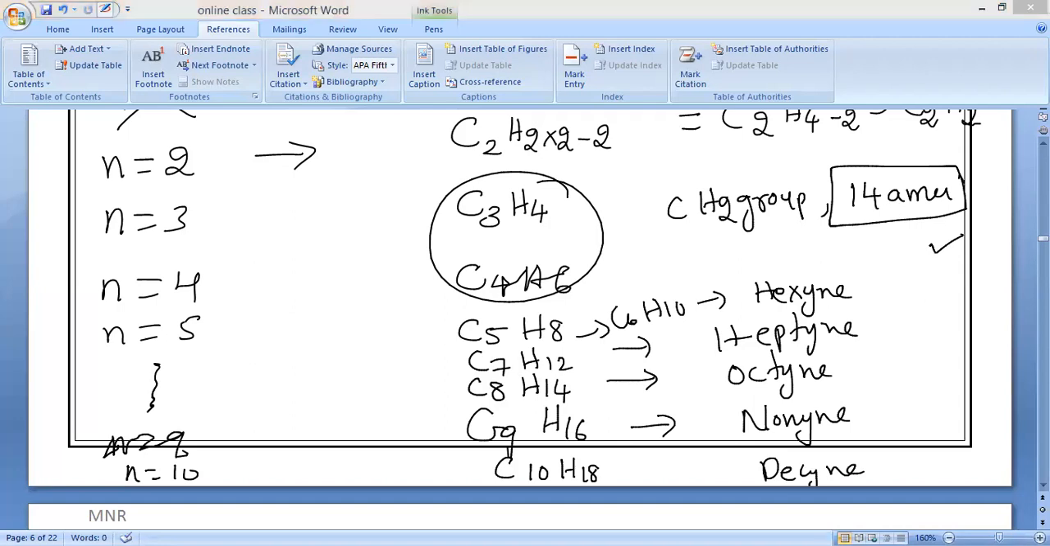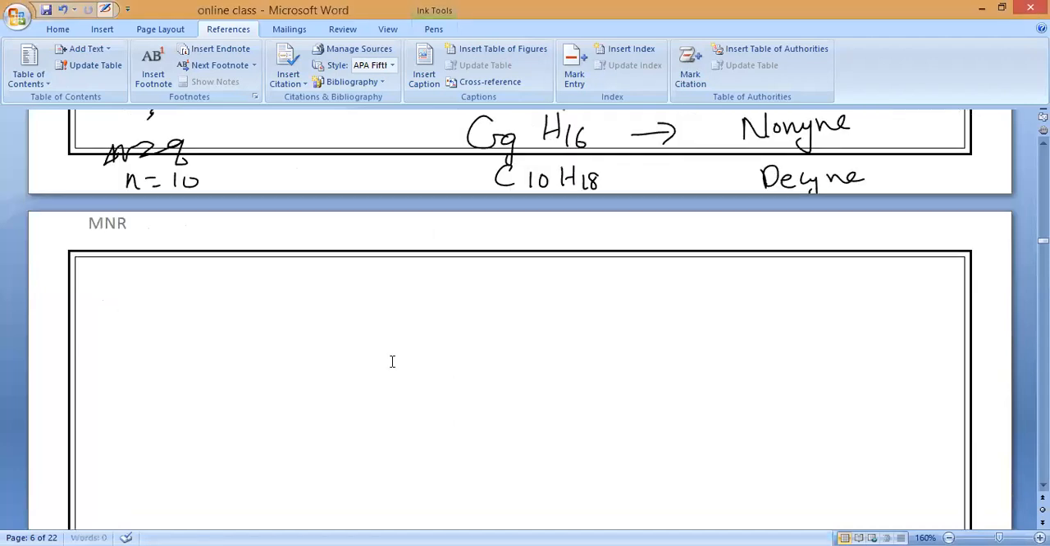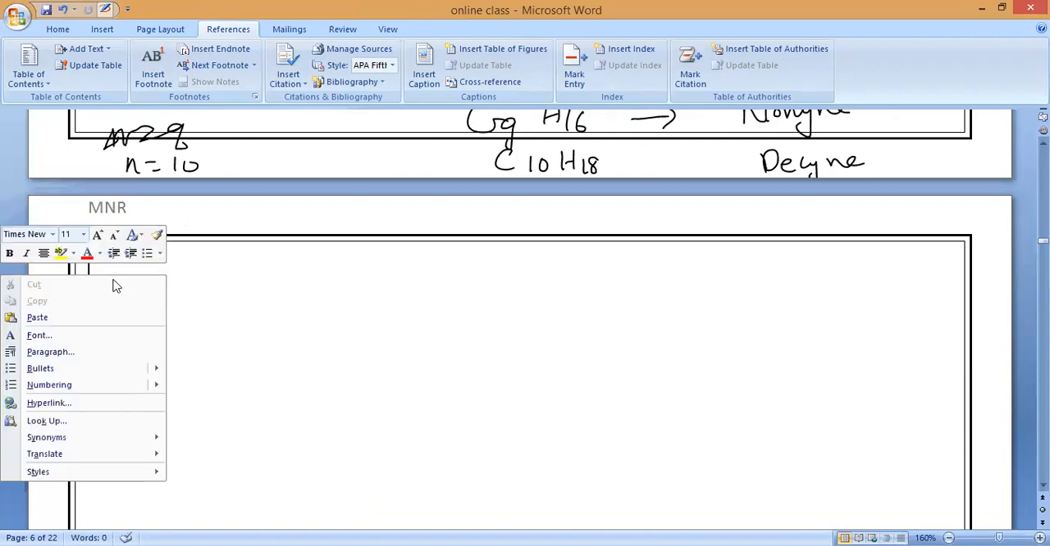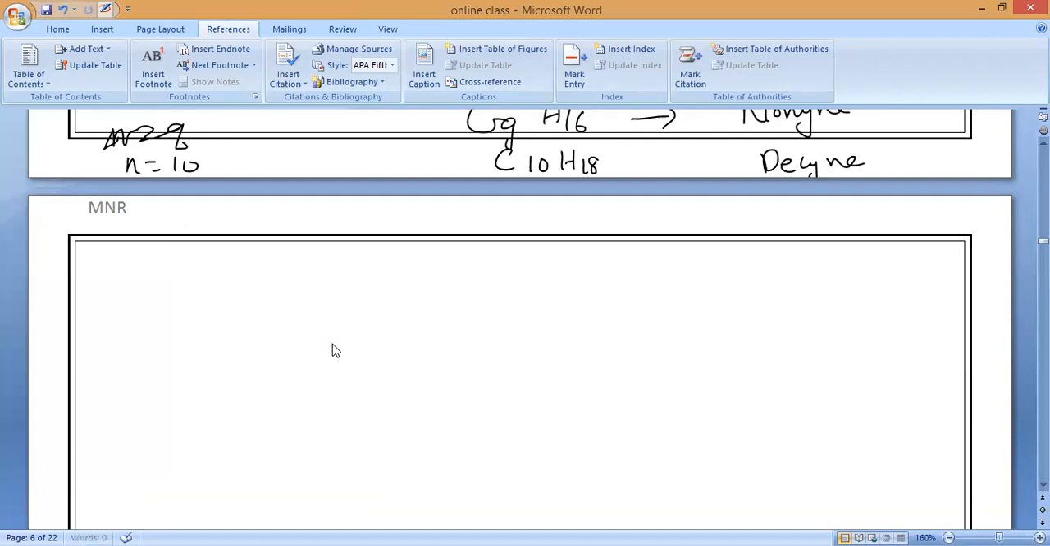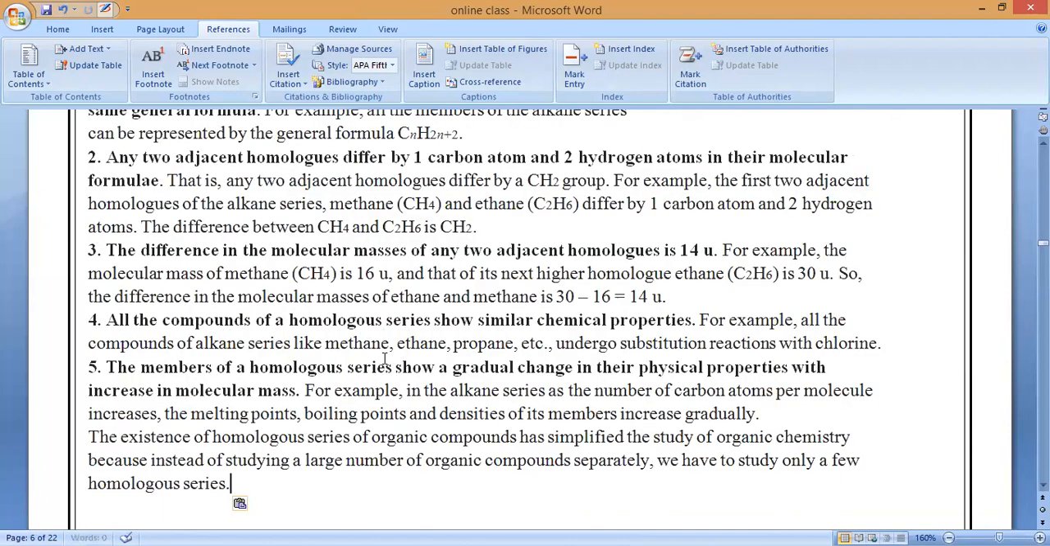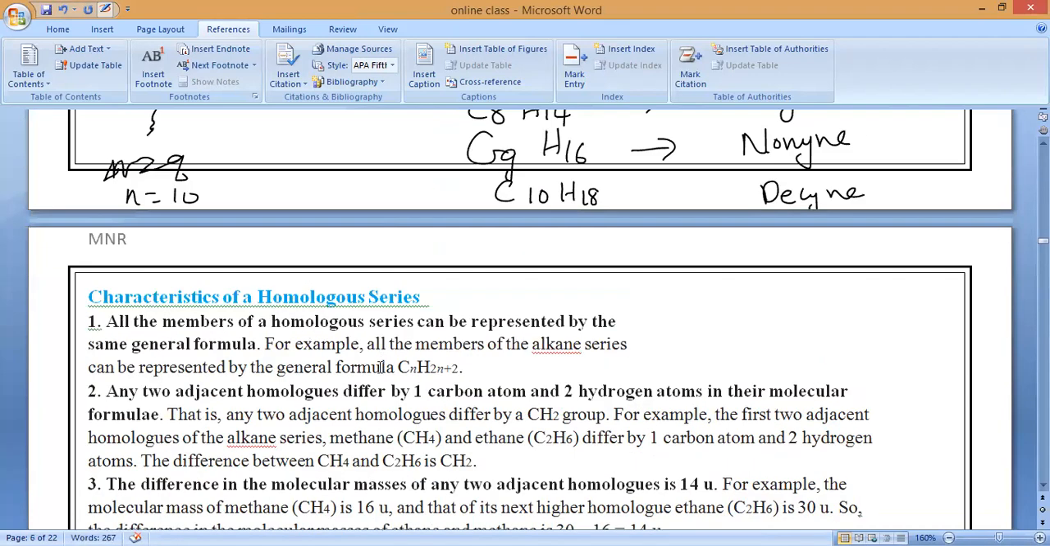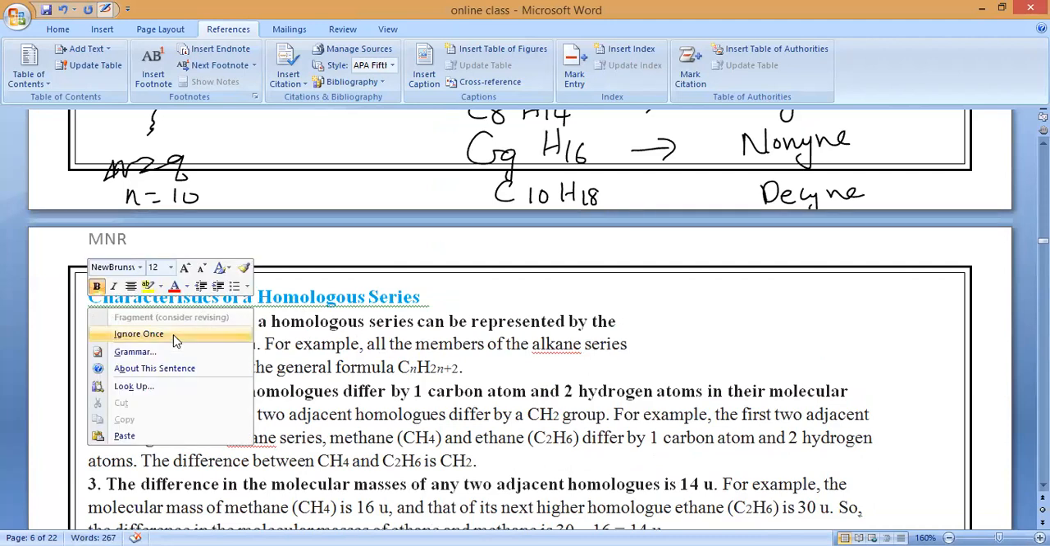Okay. So these all are called as what? Everybody, all are called as what? Everyone is called a homologous series. Okay. Now, characteristics of homologous series, I will give you 5 points. Please write them in your classwork and study them. Everybody needs to know all 5 points exactly, because in exams, sometimes for 2 marks, they will ask you the characteristics of homologous series.